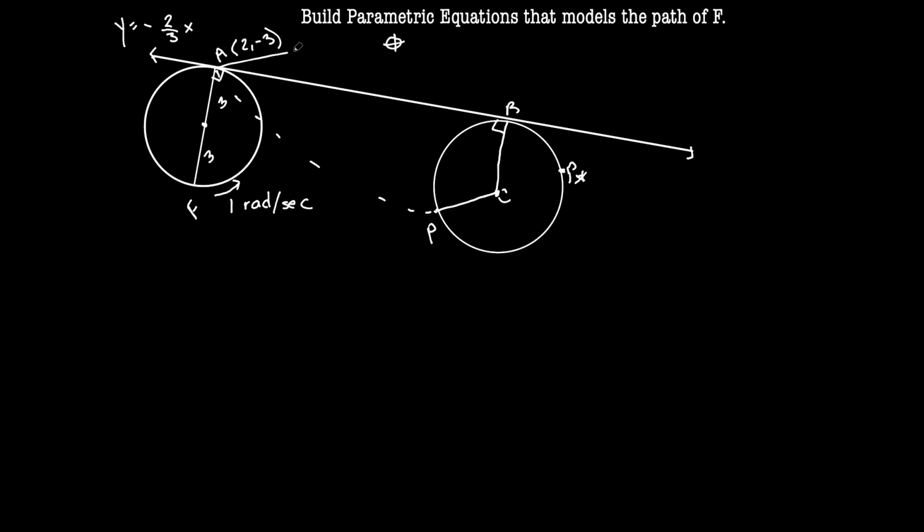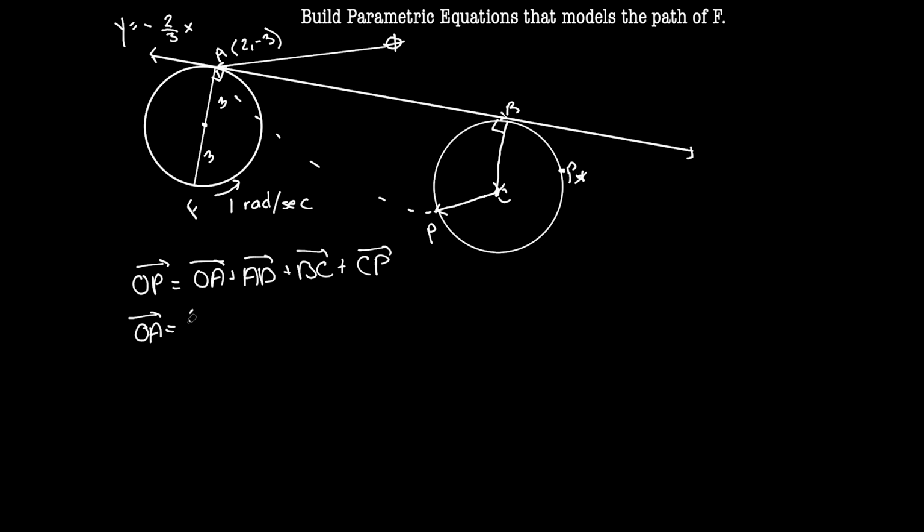So same situation. We're going to create our vectors. So OA plus AB plus BC plus CP. So we're going to say OP is equal to the sum of those vectors, plus BC plus CP. So we know our OA because we were given its coordinates at (2, -3). We're given AB.